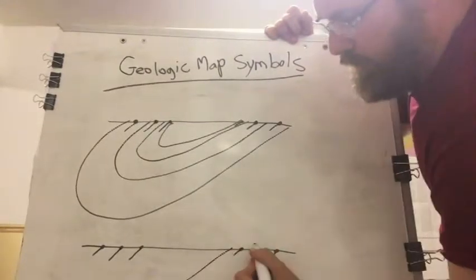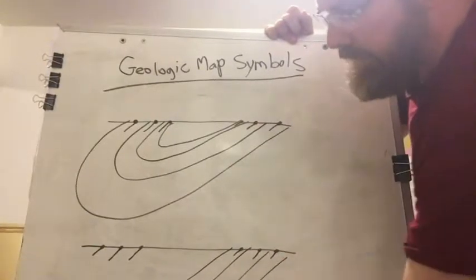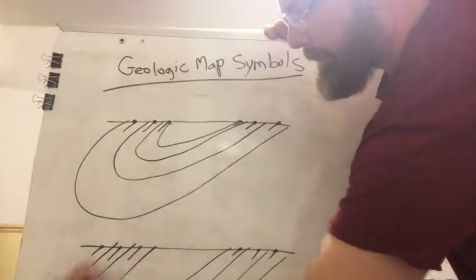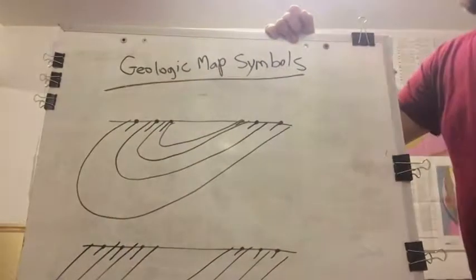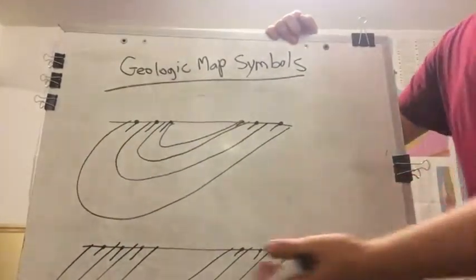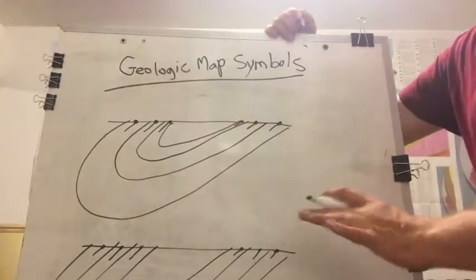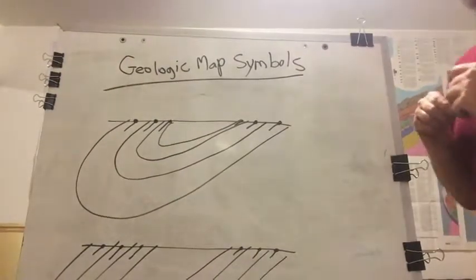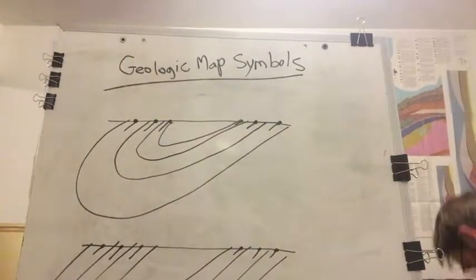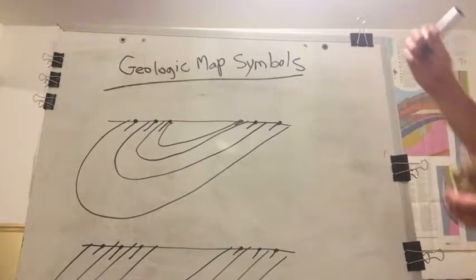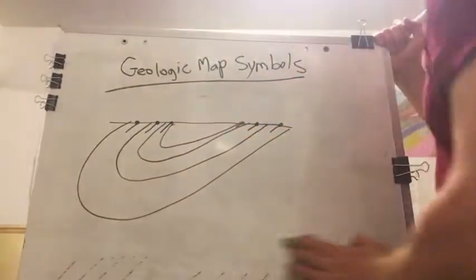Your beds don't go like this. All right. Now, how do you know your beds don't go like that? I'm only going to touch on this right now. I'll go into it deeper some other time. But you can look for what we call younging directions.